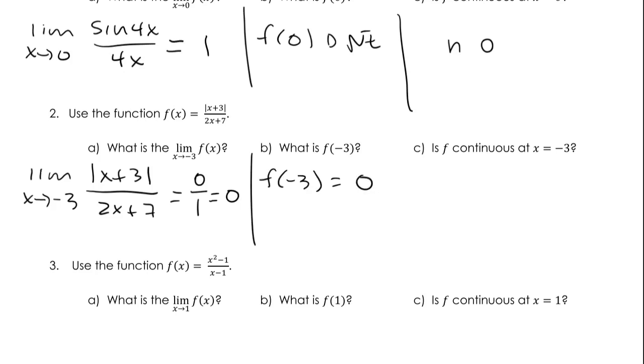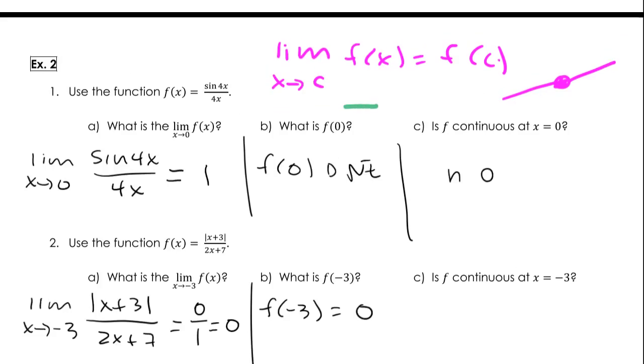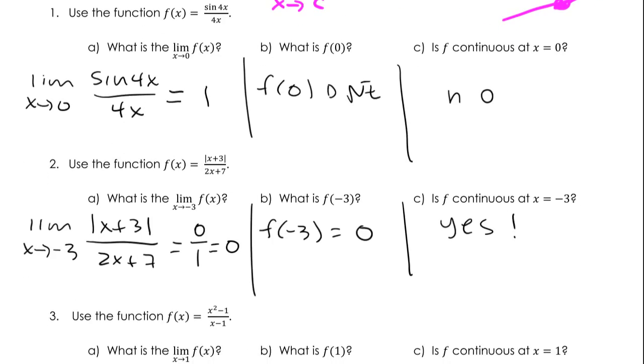So in this case, going back to the definition, is the limit the same as the output? The limit is 0, the output is 0. This is looking great. Is f continuous at x equals -3? Sure is. What if you had to say why? You would say because the limit as x approaches -3, don't forget to say of the function, equals the output at that value. Okay, so we have one that worked, one that didn't work.